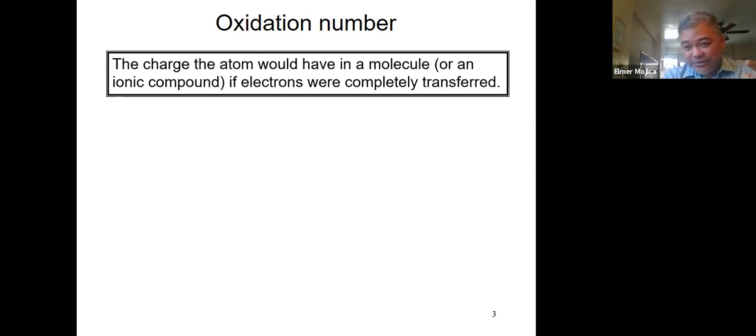Because this is what you're going to do in the lab, in terms of what we call reduction, in terms of this electrochemistry.